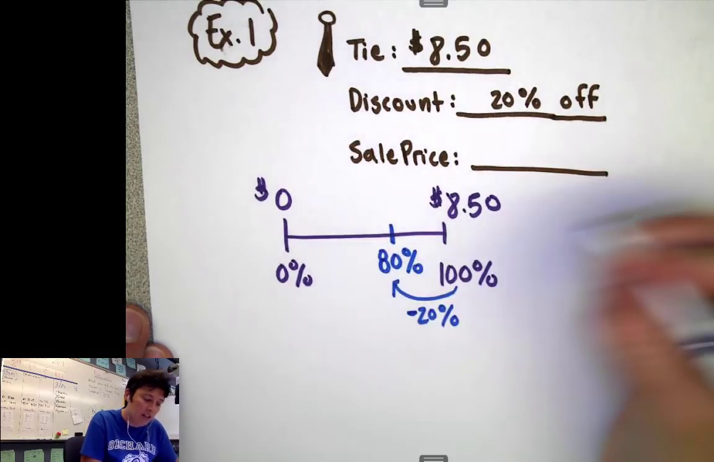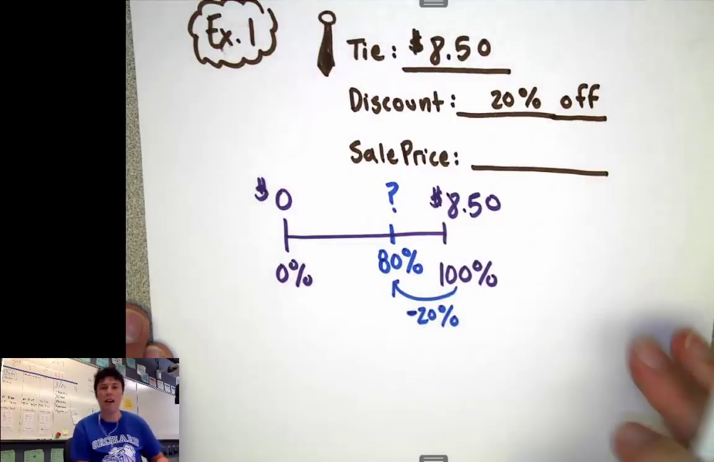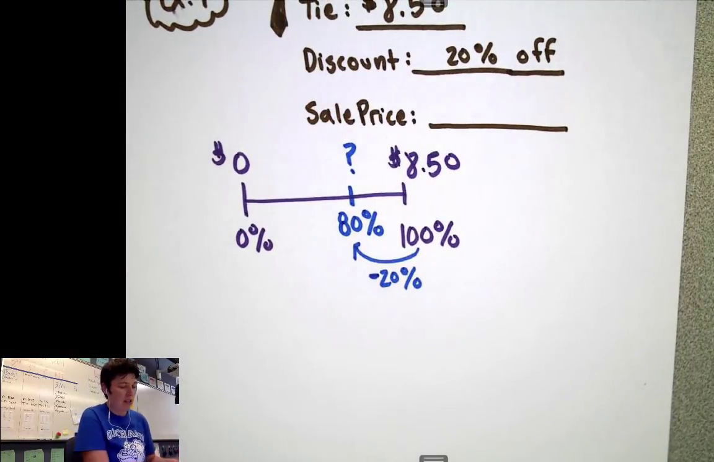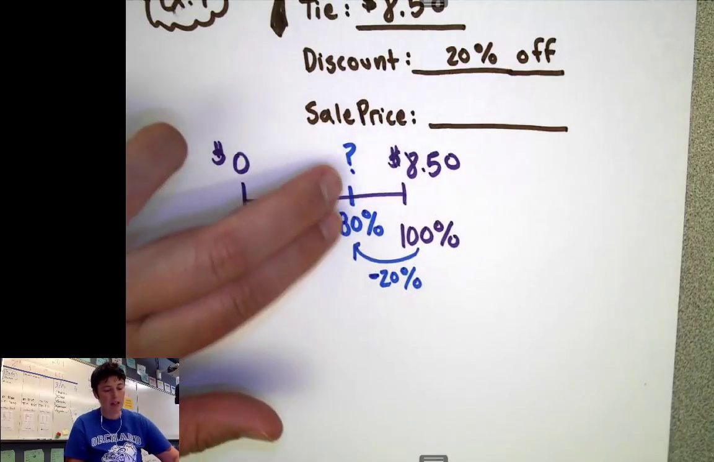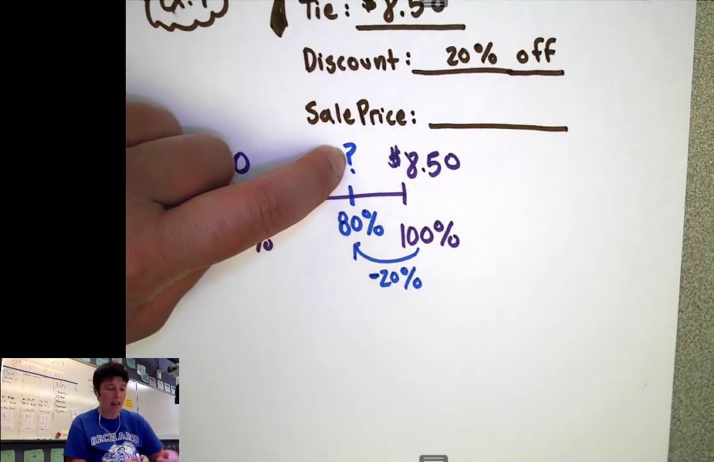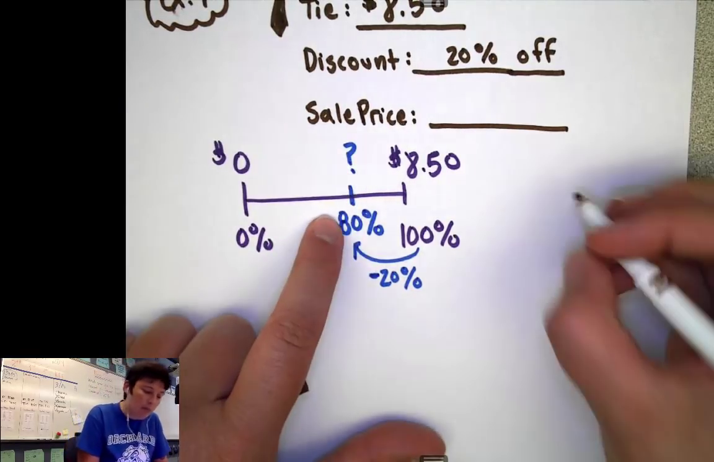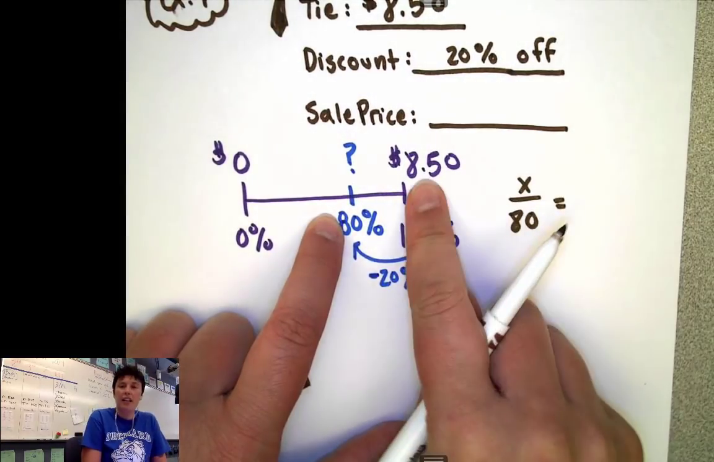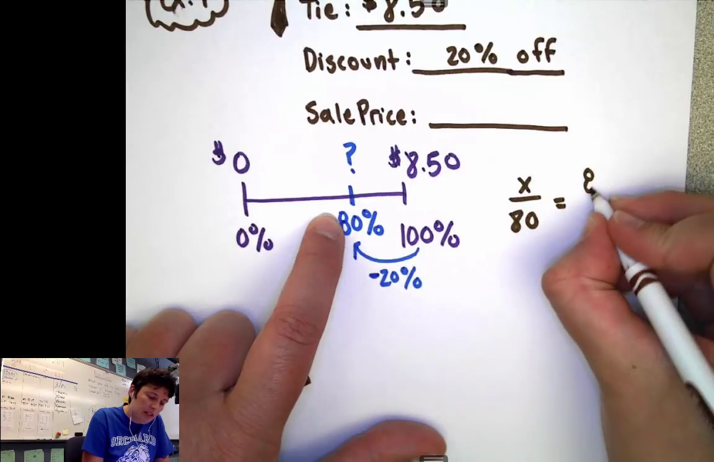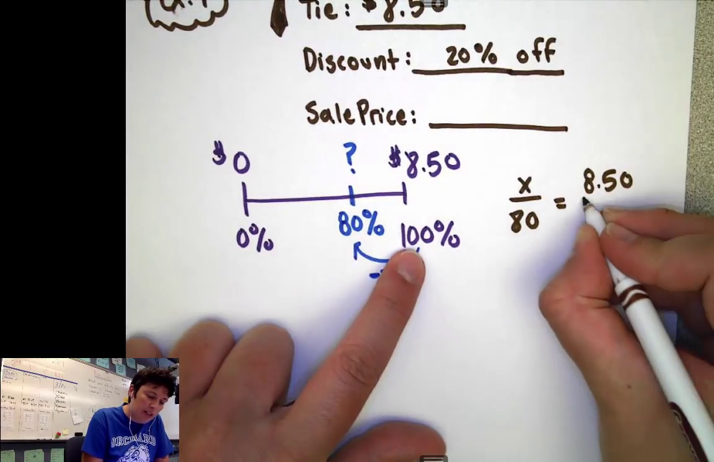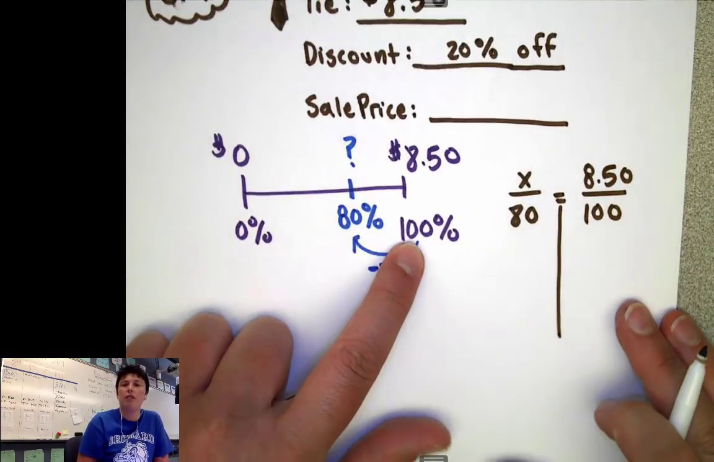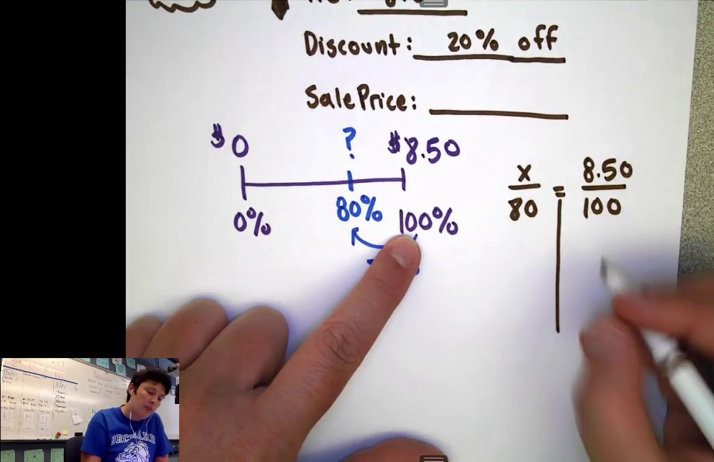So the question is, well, how much is that? So let's set this up. I love the algebra strategy, so I'm going to stick with my algebra plan here. I'm going to say, okay, I don't know what this is. This is my x, but my x is at 80%. So x over 80. And $8.50 is 100%. So $8.50 over 100. Let's put my line down the middle and real quickly solve for this thing.